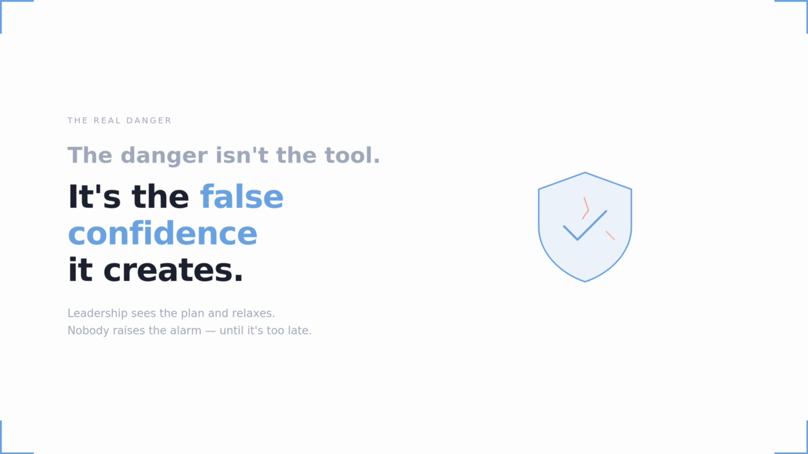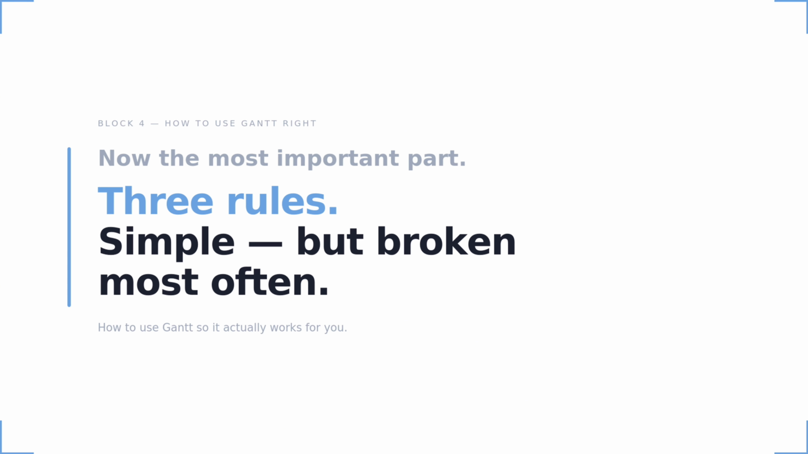A Gantt requires certainty. Without it, it's not planning. It's the illusion of planning. And the danger isn't the tool itself. It's that this illusion reassures the people making decisions, which is exactly why nobody raises the alarm until it's too late. All right, we've covered where a Gantt works and where it lies.